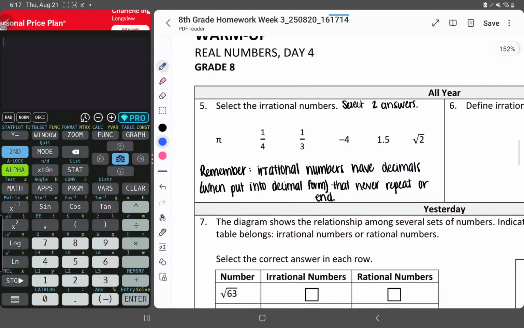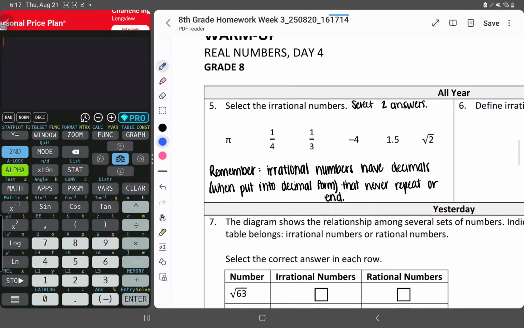The next one says to select the irrational numbers. Remember, irrational numbers have decimals when put into decimal form that never repeat or end. So go ahead and pick your two irrational numbers. The first one would be pi, because pi just goes on forever and ever and ever. It's 3.14, and then all of that comes after.